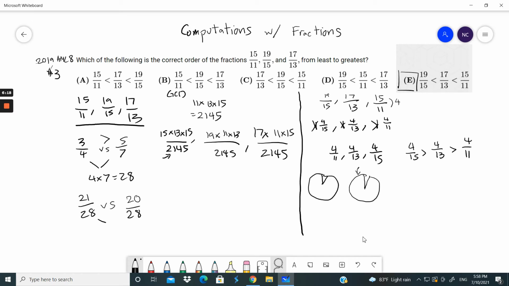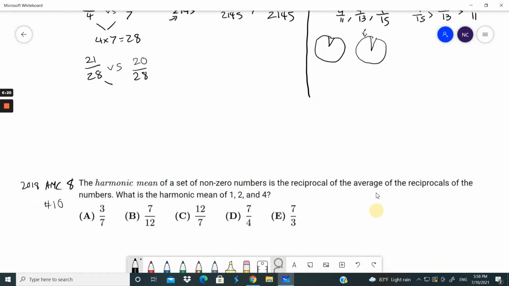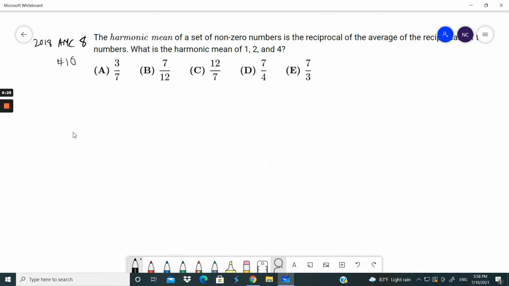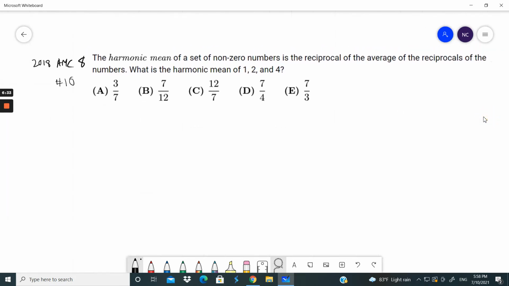Alright, I will be moving on to the next problem. Oh, excuse me. This problem was taken from the 2018 AMC 8 number 10. The harmonic mean of a set of non-zero numbers is the reciprocal of the average of the reciprocals of the numbers. What is the harmonic mean of 1, 2, and 4?